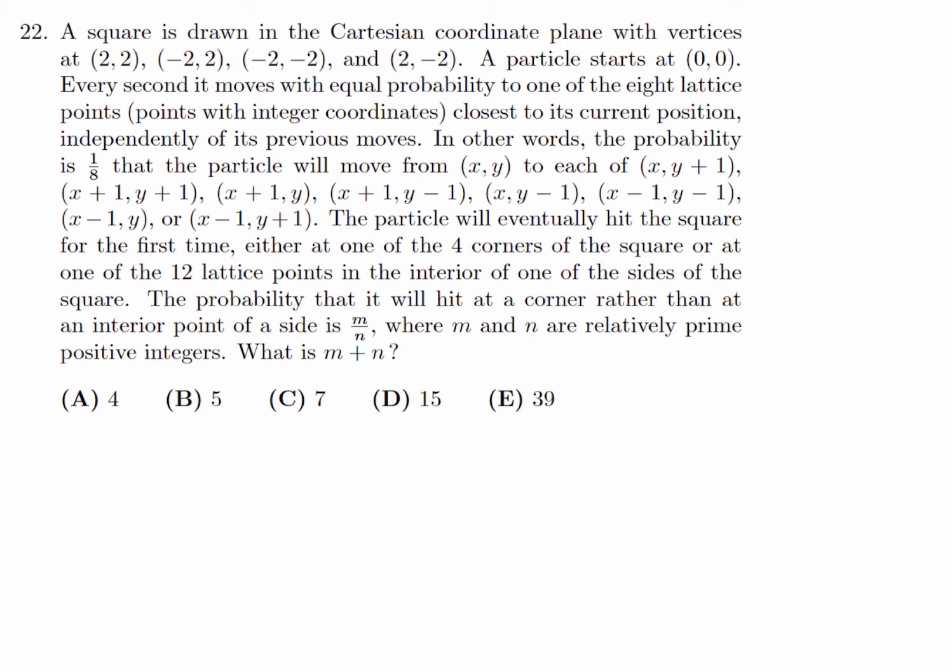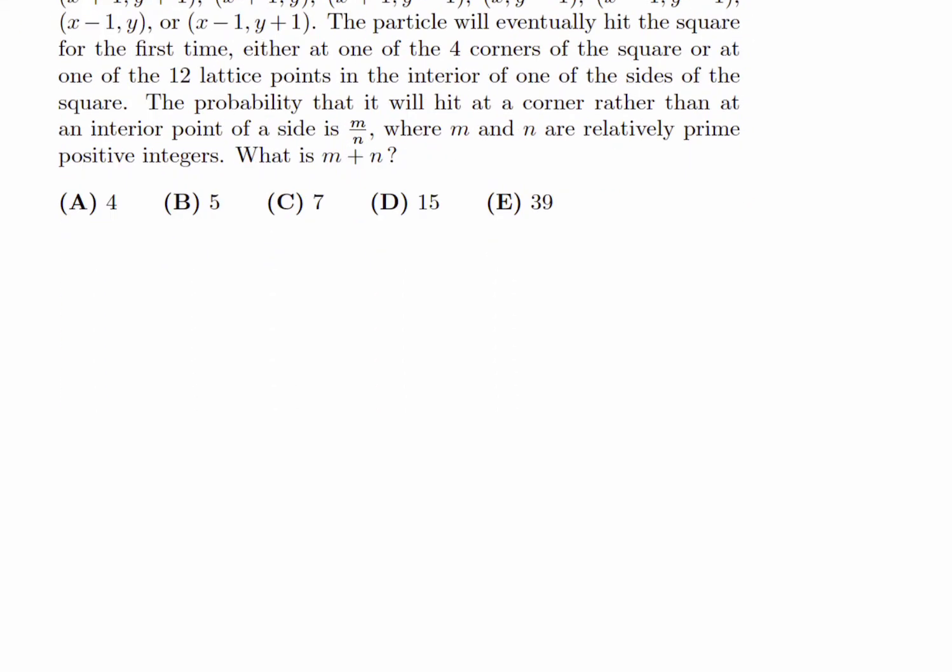The particle will eventually hit the square for the first time either at one of the 4 corners of the square or at one of the 12 lattice points in the interior of one of the sides of the square. The probability that it will hit a corner rather than an interior point of a side is m over n, where m and n are relatively prime positive integers. What is m plus n?